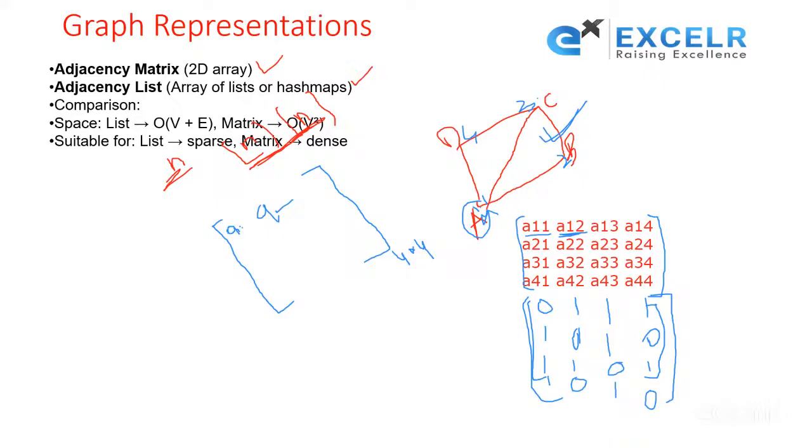Is it clear? Yes or no? How do we represent a graph? We can represent it using adjacency list or adjacency matrix. If it is clear, just raise your hand. Then we will take another example. Let me clear the screen. Then I will take another example.